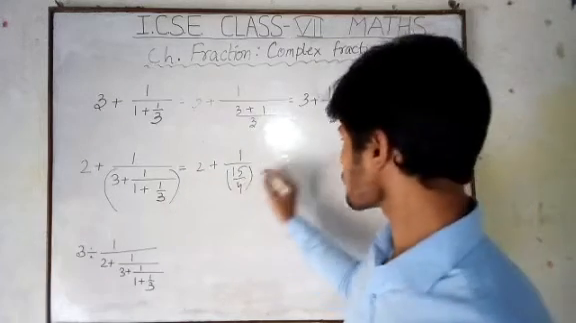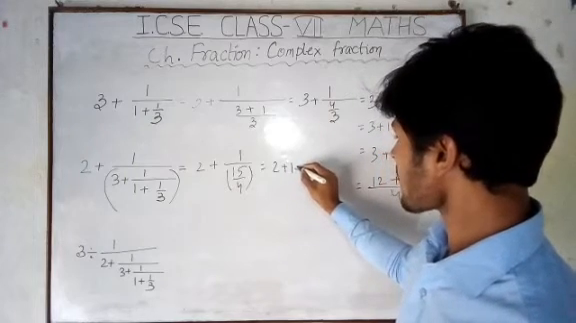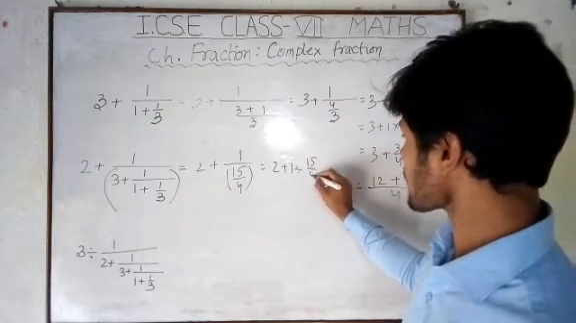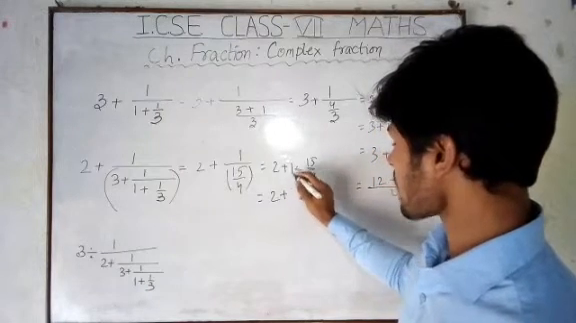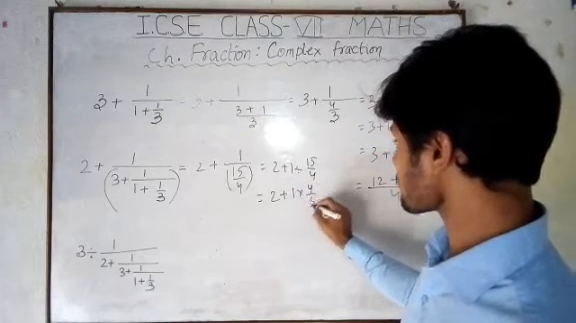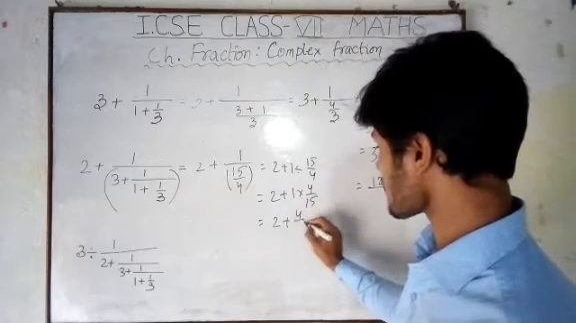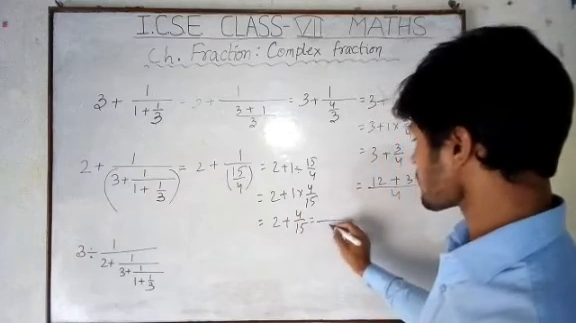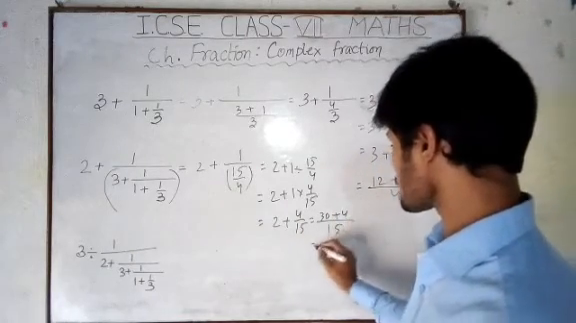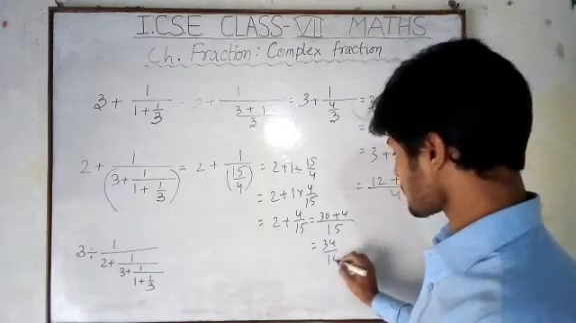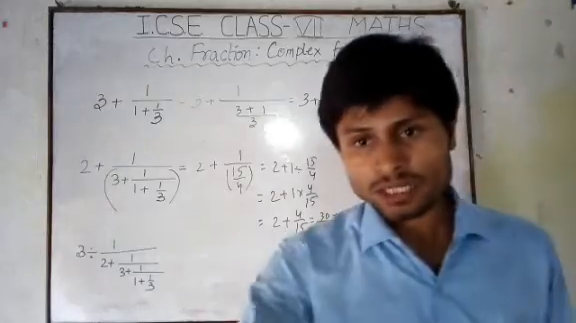After that, we will solve 2 plus 1 divided by 15 by 4, and as you know, this becomes 2 plus 1 into 4 by 15. So finally we will get 2 plus 4 by 15. Then 15 is taken as LCM, so this is 30 plus 4. So this becomes 34 by 15. This is our answer for the second, 34 by 15.